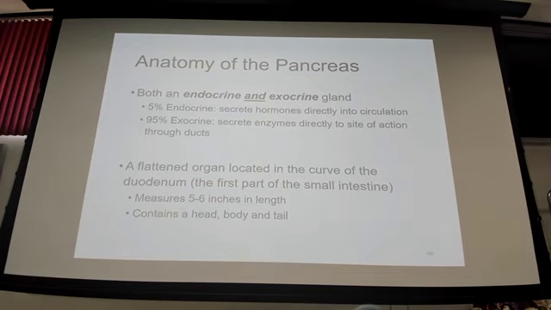All right, we're going to talk about the endocrine pancreas right now. Endocrine pancreas. Remember, pancreas is endocrine and exocrine. We'll talk about the exocrine pancreas when we get to the digestive system. All right?